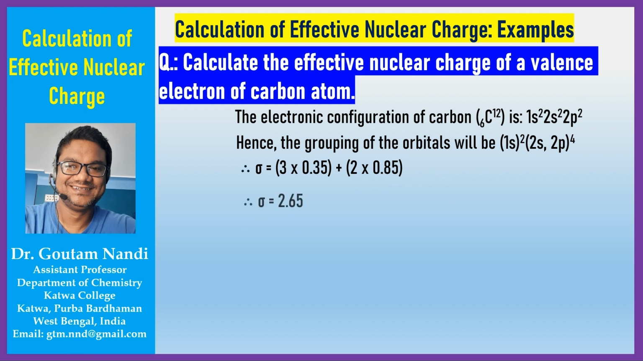After calculation, the sigma value is 2.65, and we need to subtract this 2.65 from the actual nuclear charge, which for carbon is 6. So Z star will be, this is the equation, Z minus sigma, so it will be 6 minus 2.65, and that will give 3.35. So for the 2p electron, the actual effective nuclear charge is 3.35 according to Slater's rule. Now let us consider some other examples.